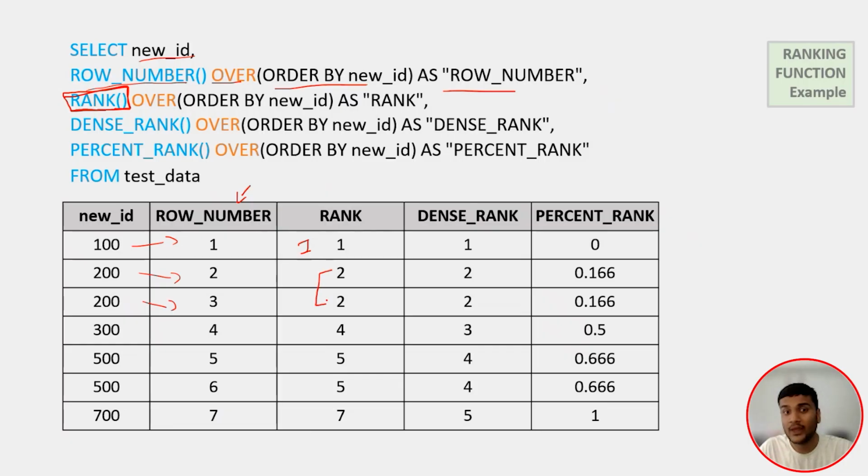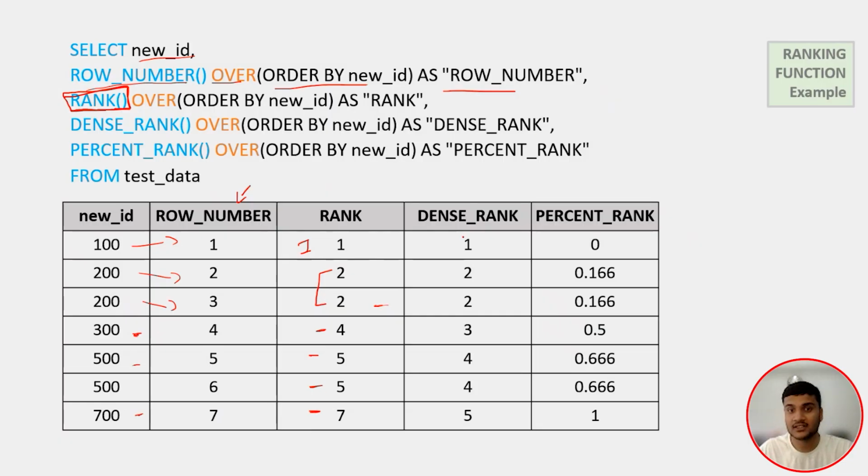But after 2, where is my 3? It skips the 3. Why? Because it is already taking this number, right? So it skips my 3, and whenever I again have a unique ID, that time it will give me 4. And then again I have a unique one, I have 5. Then again I have the same thing, so again I have 5, but my 6 is skipped. Why? Again I have a unique one, so my 6 will be skipped. So this is what my rank function is.